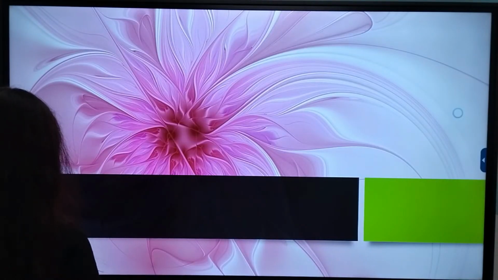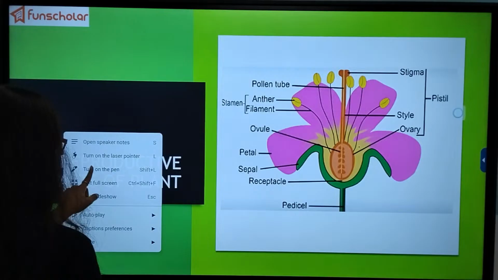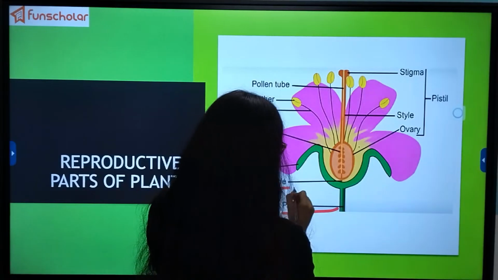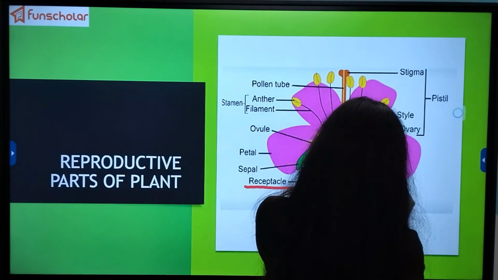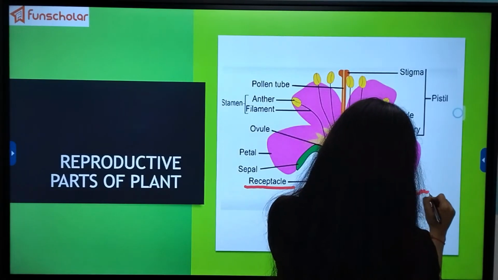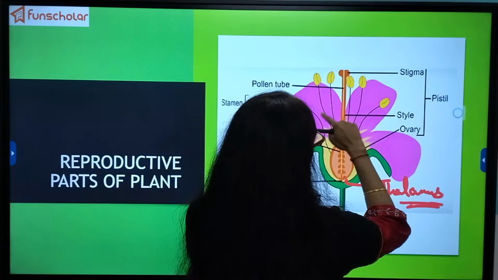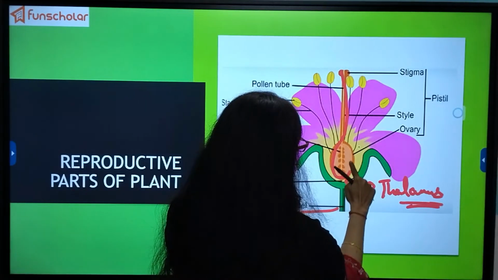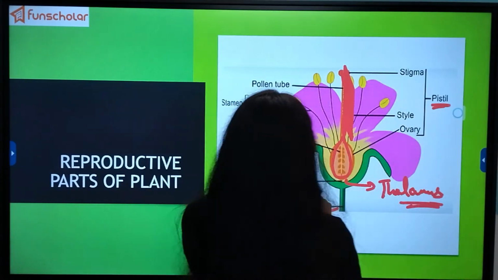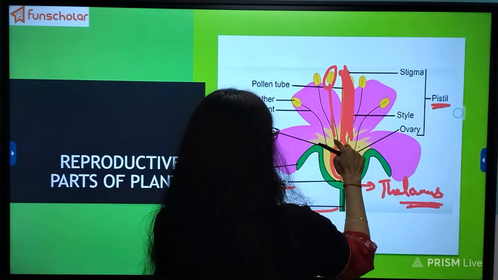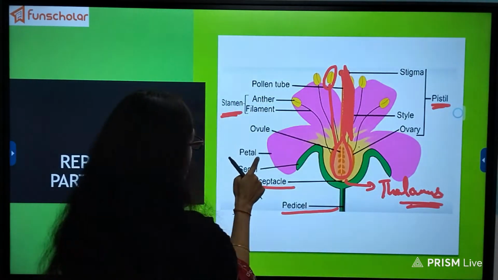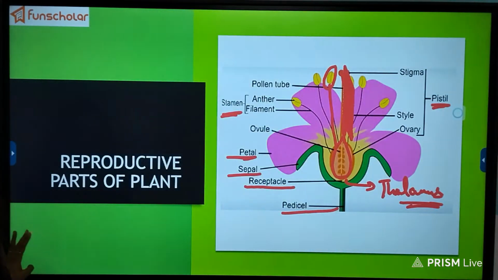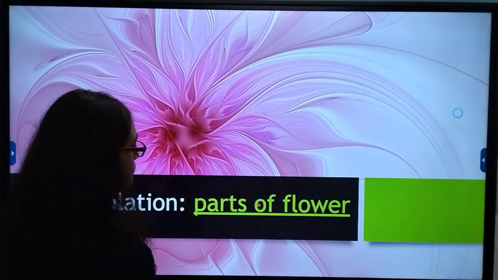Just let me show you. See, this is pedicel, this is receptacle or thalamus. This total part is known as pistil or carpel, and this filamentous part is known as stamen. This is petal, and the green leaf-like part is known as sepal. Now let me show you.